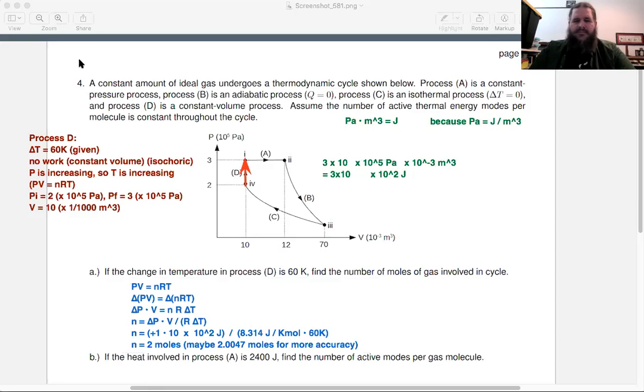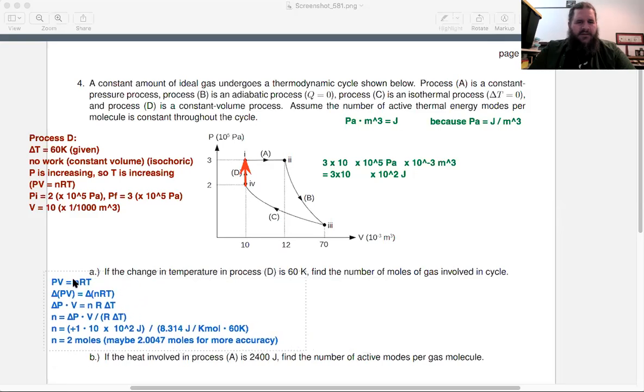Looks good. Thank you. And then it looks like in the next section, part B, we want to focus on process A. So let's take a look at process A here. And in this case, it tells us the heat involved. We want to figure out something about the number of active modes. Any thoughts on how we might proceed there? How could you relate the number of modes to everything we know about process A?